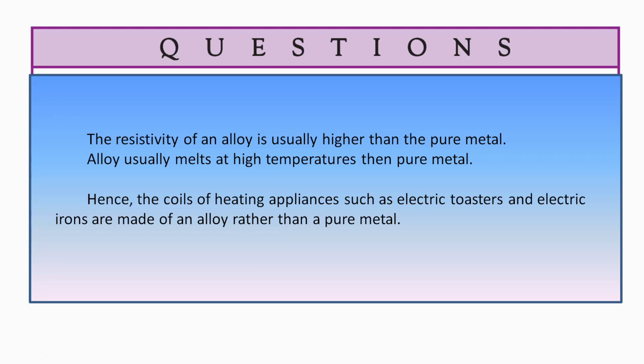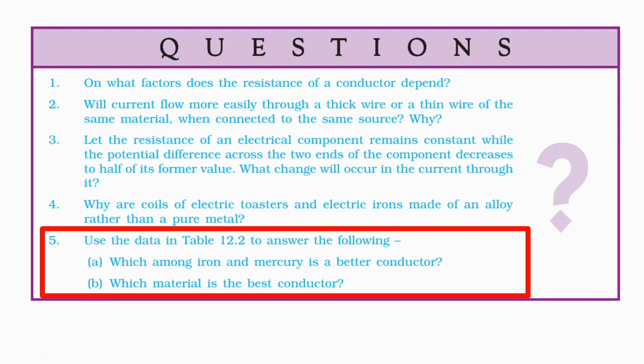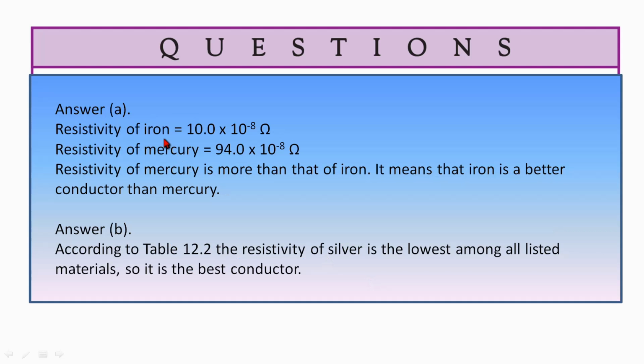Now the last question is, use the data in the table which gives the resistivity of materials, and say which among iron and mercury is a better conductor. The lesser the rho, the better the conductor. So iron's resistivity constant is lesser, so iron is a good conductor. Which material is the best conductor? The resistivity of iron is less than mercury, so iron is a better conductor.